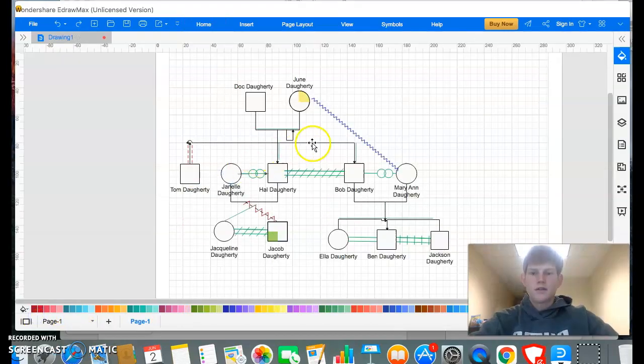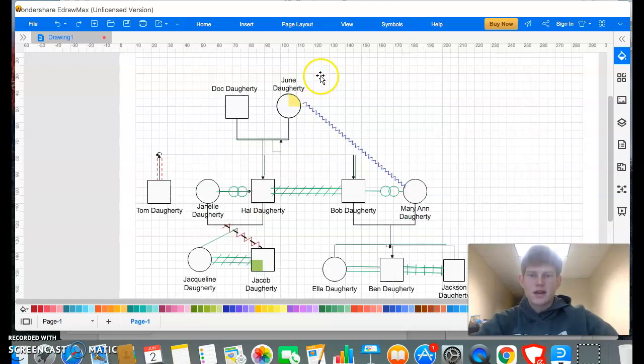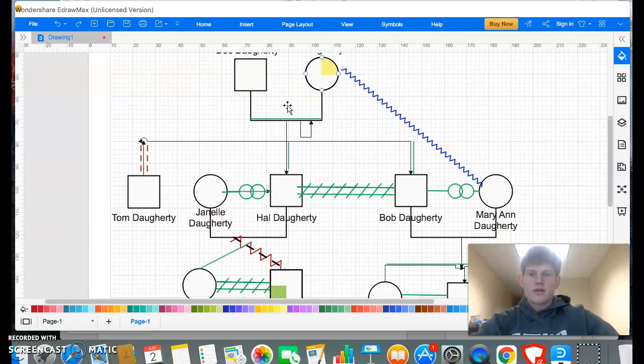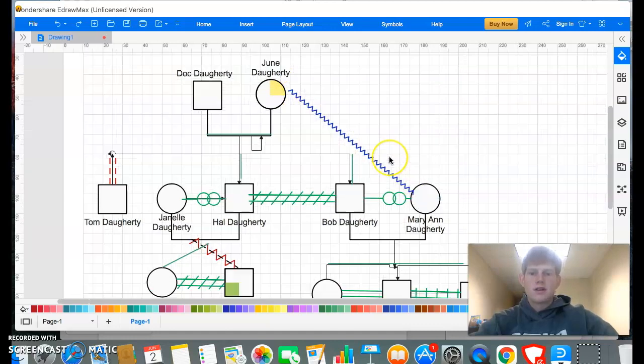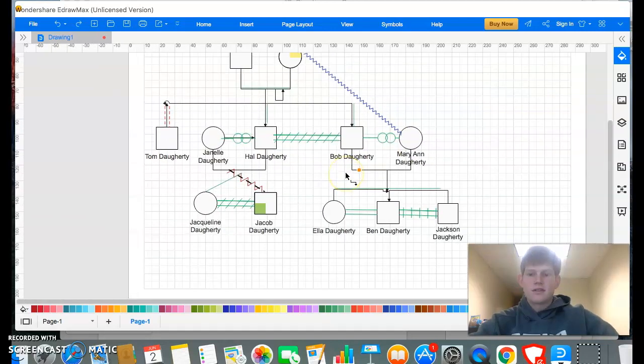So for my finished version of the genogram, I added some more people and some more features and signs. So my grandmother has Alzheimer's disease, so I added that sign for her. And then she has an emotionally abusive relationship with my mother, so I added that there. And then I added the third generation of people.